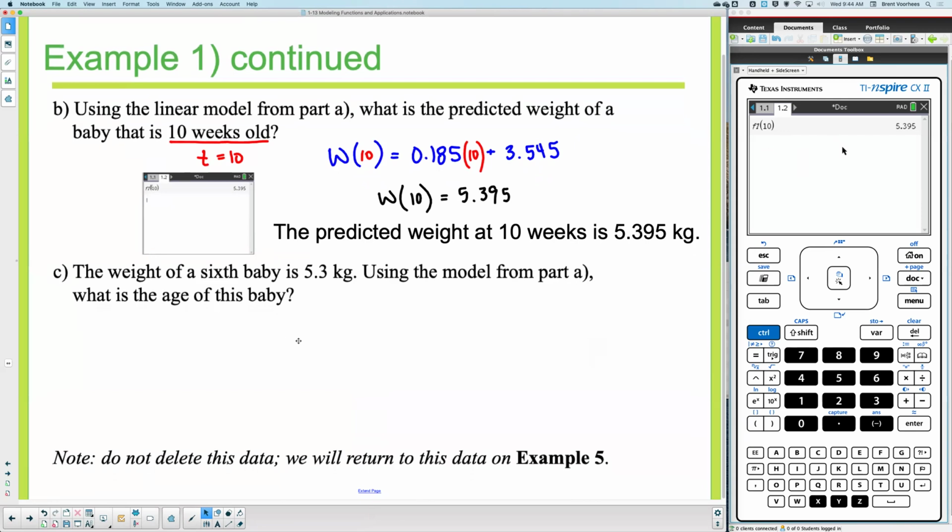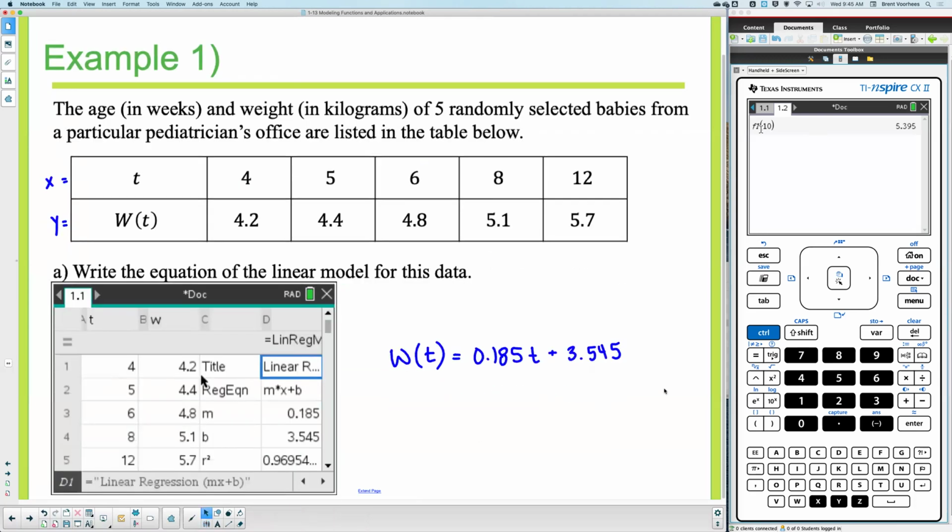Okay, so this time, what did they give us? They gave us a weight, which as far as the variables go, this is saying the weight is equal to 5.3. Do we know what the time is, though? No. So how we would solve this is instead of having W of T here, let me copy my equation again. It's not pasting. Okay, let me copy it one more time.